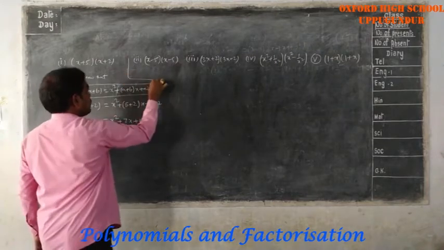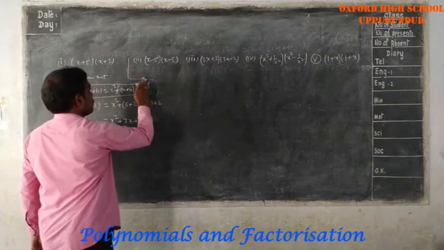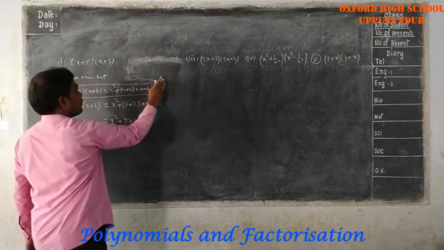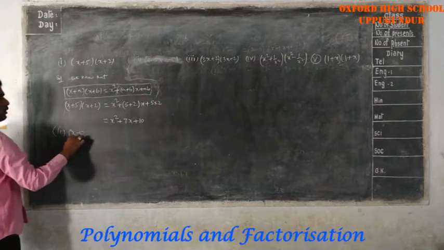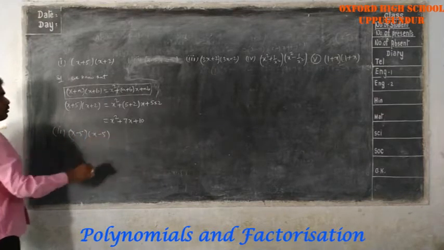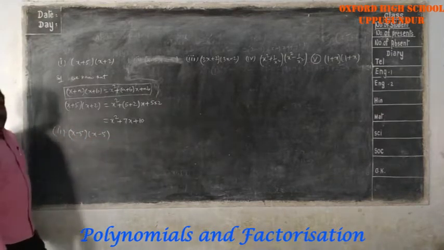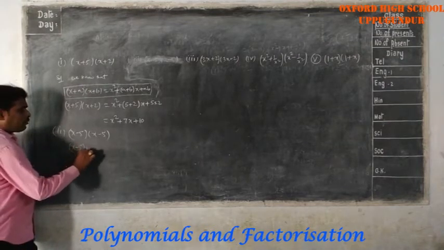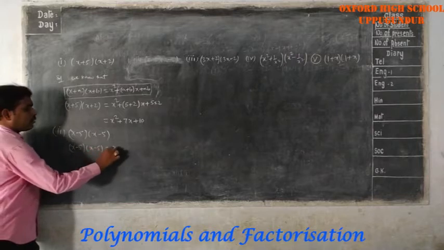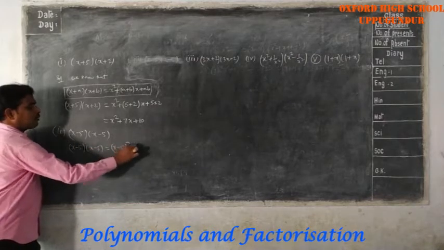Next, second one. Second one is (x minus 5) of (x minus 5). What is x into x? x into x you can write as x square. So (x minus 5) of (x minus 5) is equal to (x minus 5) whole square.